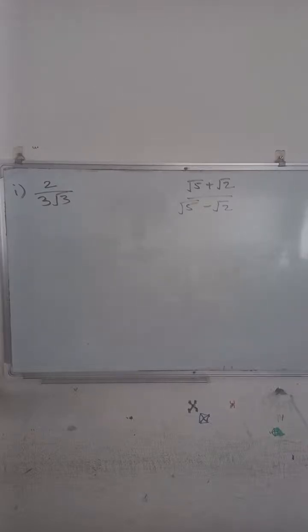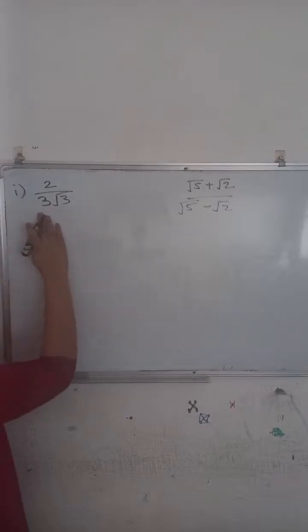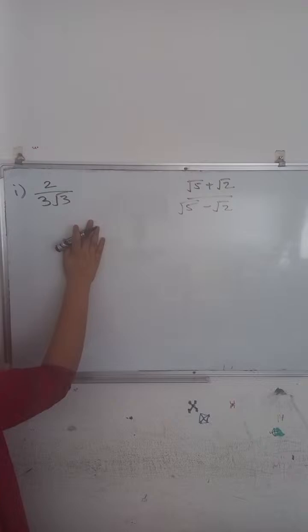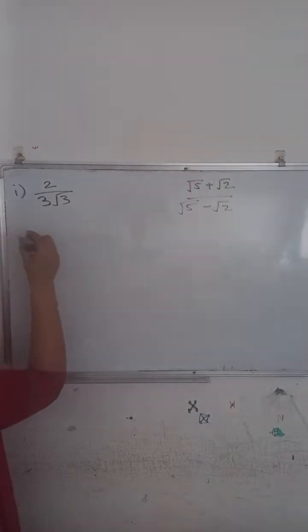Okay, so here rationalization means what? We are removing the root from the denominator. If any number or any fraction contains a root in the denominator, we have to remove it. That is nothing but rationalization.